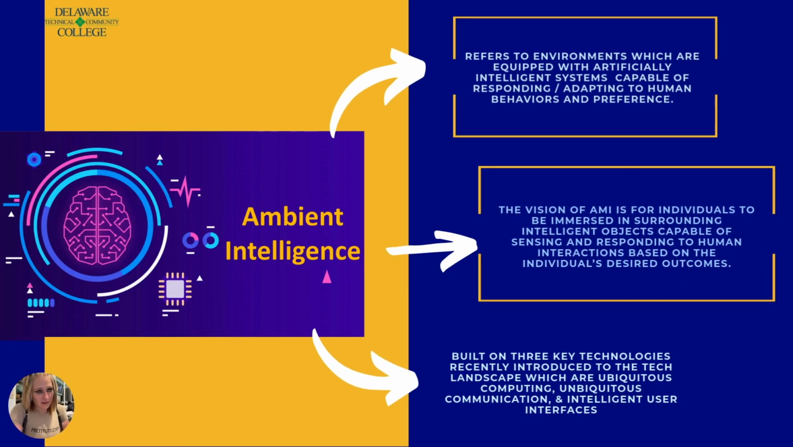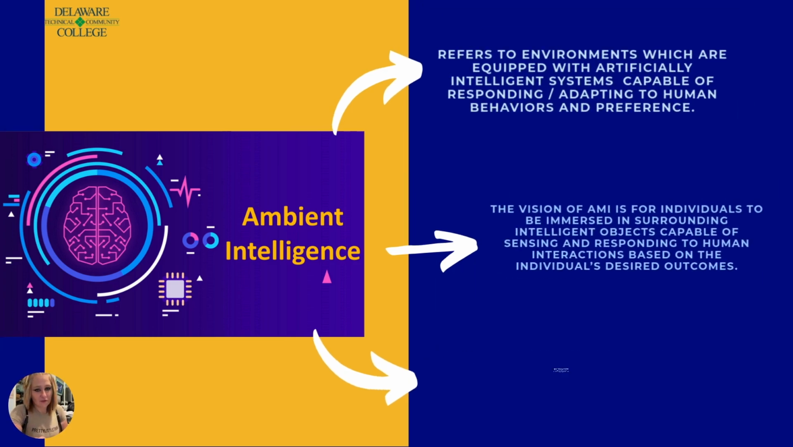So, a few key facts. Ambient intelligence refers to environments which are equipped with artificially intelligent systems capable of responding and adapting to human behaviors and preferences. Like I previously said, they're going to all be different and uniquely tailored to each person. The vision of ambient intelligence is for individuals to be immersed completely in surrounding intelligent objects capable of sensing and responding to human interactions based on the individual's desired outcomes. I think I briefly touched on that. And then lastly, it's built on three key technologies, which I'm about to get a little further into, which are ubiquitous computing, ubiquitous communication, and intelligent user interfaces.